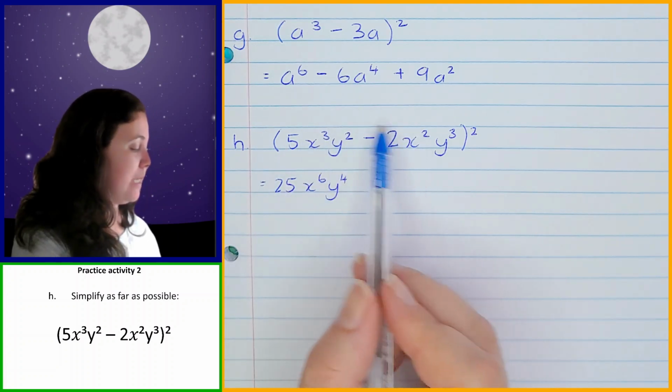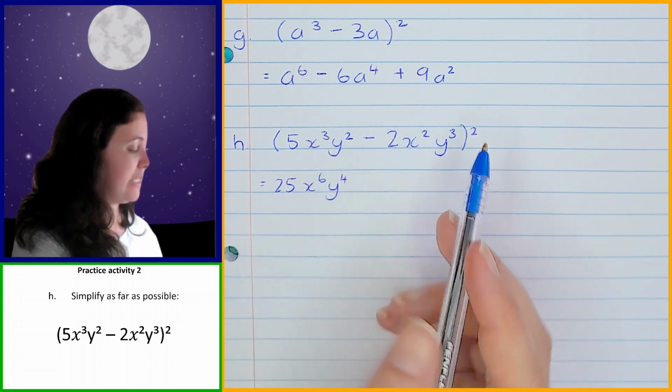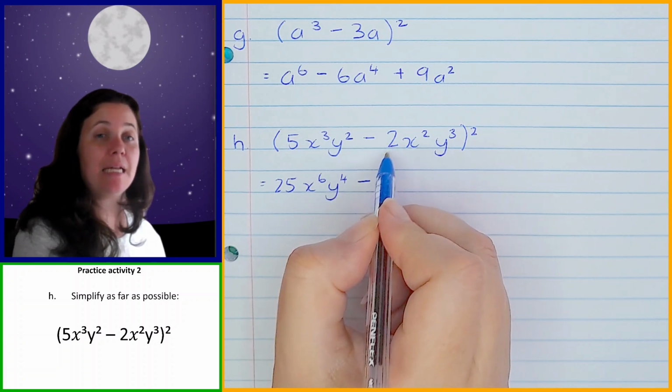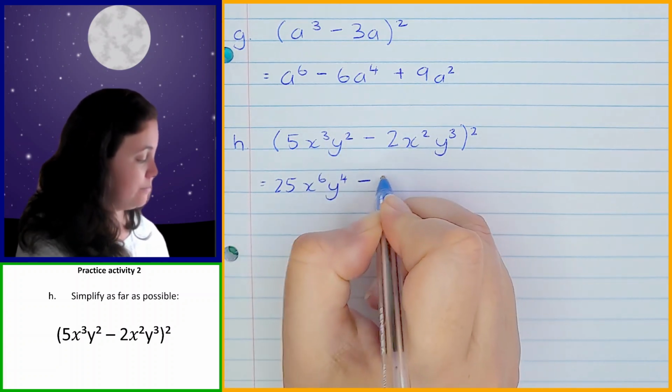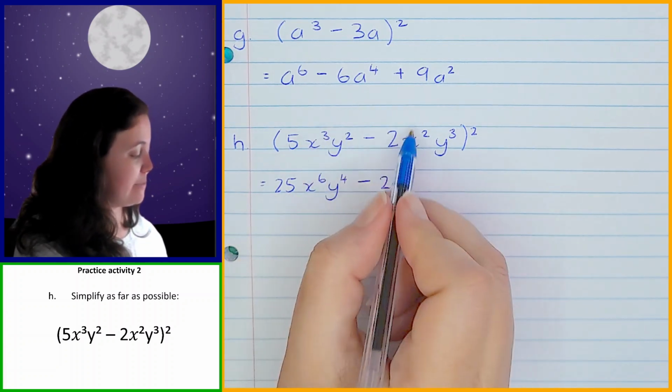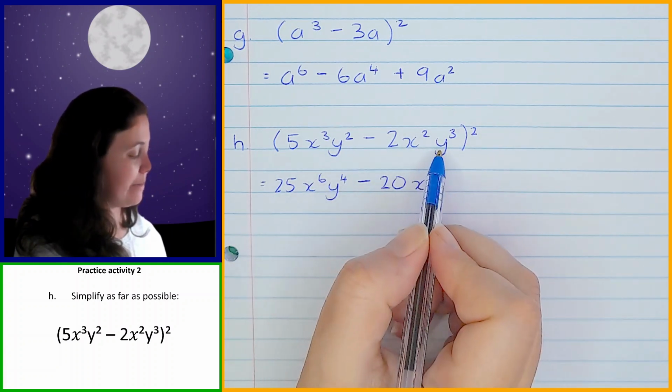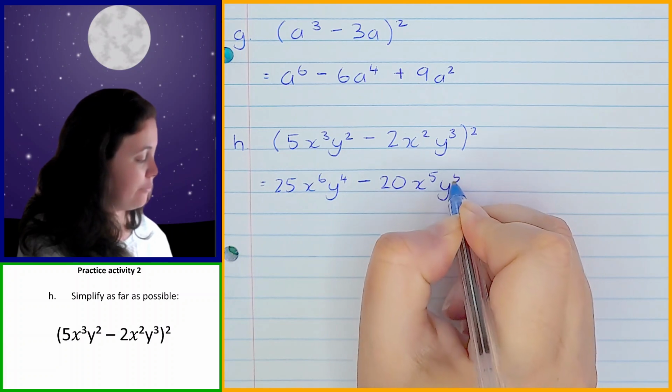Next, I need to multiply these together. So a positive times a negative is negative. Then 5 times 2 is 10, and I double it, that gives me 20. Then x cubed times x squared is x to the power of 5, and y squared times y cubed is y to the power of 5.